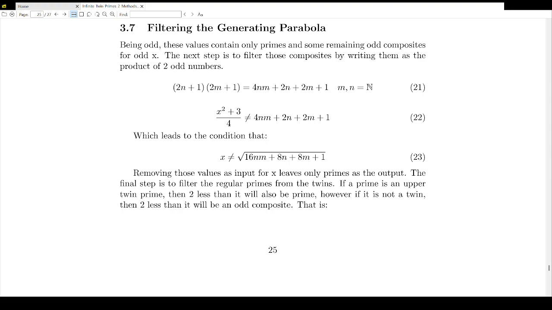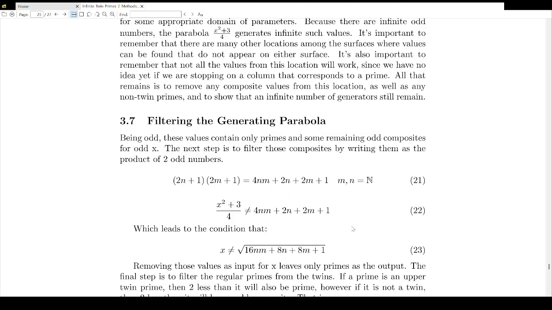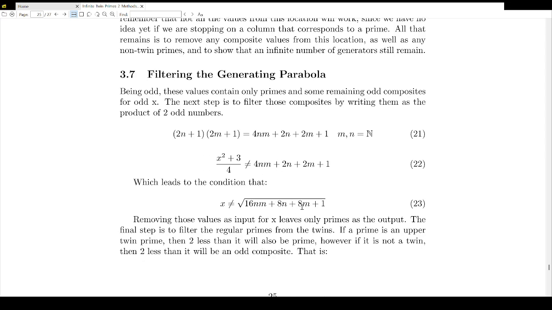So removing those values as input for x leaves only primes as our output. If you only choose x that meet this requirement, x that are not of this form, then you'll get only primes as the output. Because we already said it was odd. I'm just double checking for myself as I say it out loud. We already know that it's odd and that it equals our number in between. So when x is not equal to this, the output that the parabola generates will be prime.